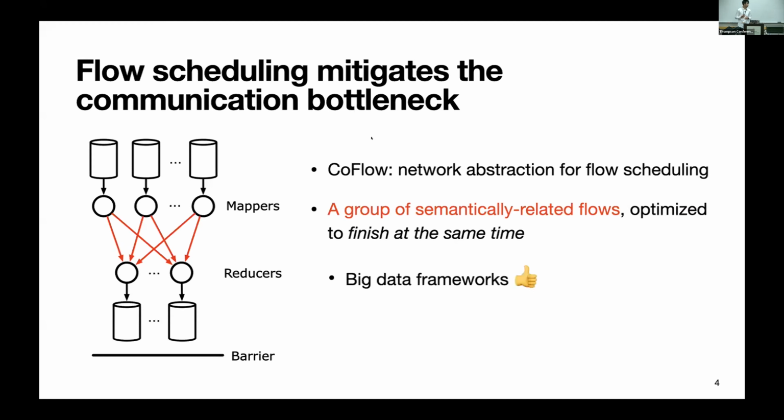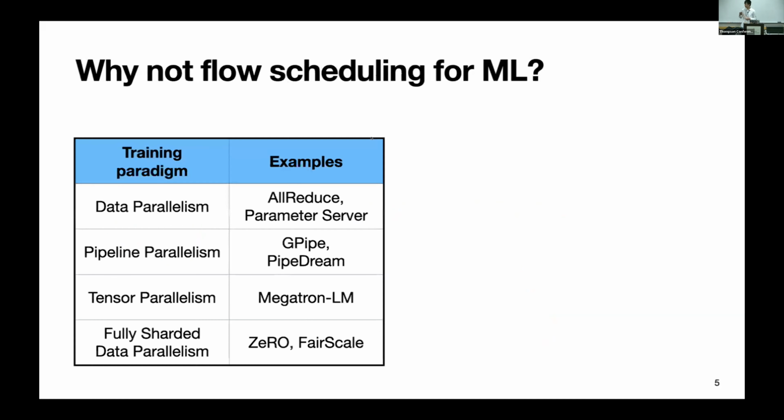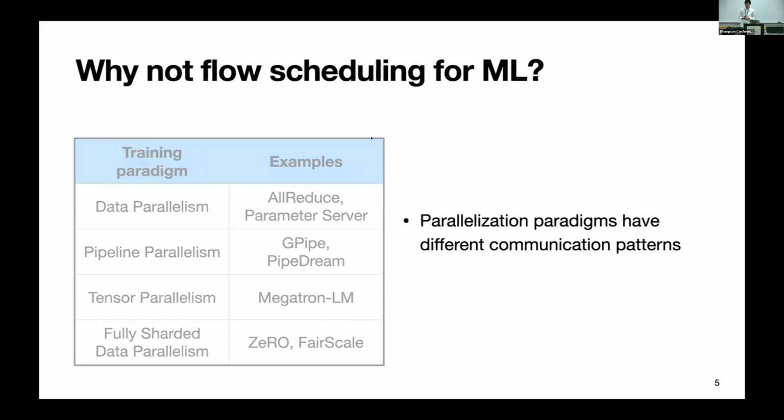Now, CoFlow is a really good fit for some of the traditional big data frameworks, but unfortunately, it doesn't work too well for some of the modern machine learning training paradigms. The reason why flow scheduling doesn't apply to machine learning is that there are a bunch of different parallelization strategies for distributed training, and they have drastically different communication patterns, which makes it really difficult to come up with a network abstraction that unites them all. Next, let's look at a concrete example of how existing network abstractions fail for machine learning.